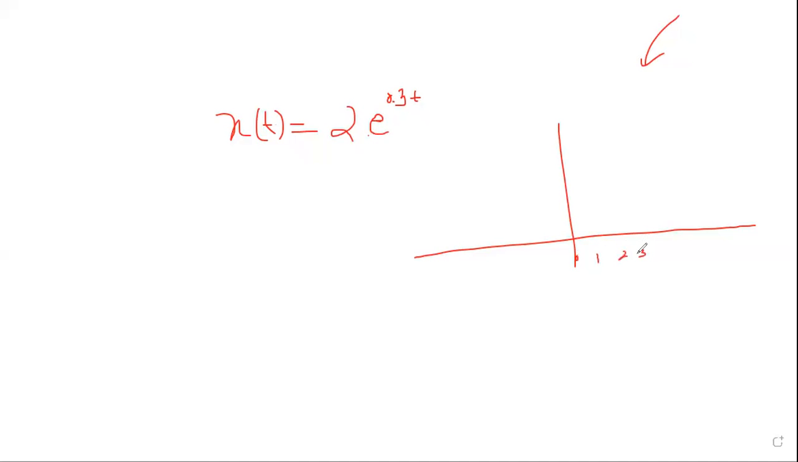Will somebody tell me? I understand you have your pen and paper. If at all I substitute t equal to 0, what do I get? Answer is 2, because e to the power 0 will be 1. So this number is the value at t equal to 0.